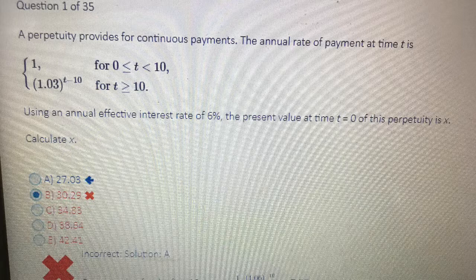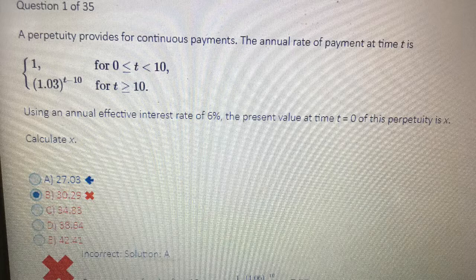This problem asks us to take the present value of a stream of continuous payments that goes on forever as a perpetuity. The payment rate actually changes over time. During the first 10 periods, it's simply $1, and after that, it changes to 1.03 raised to the t minus 10. For example, at time 10, the payment would be 1.03 to the 0.